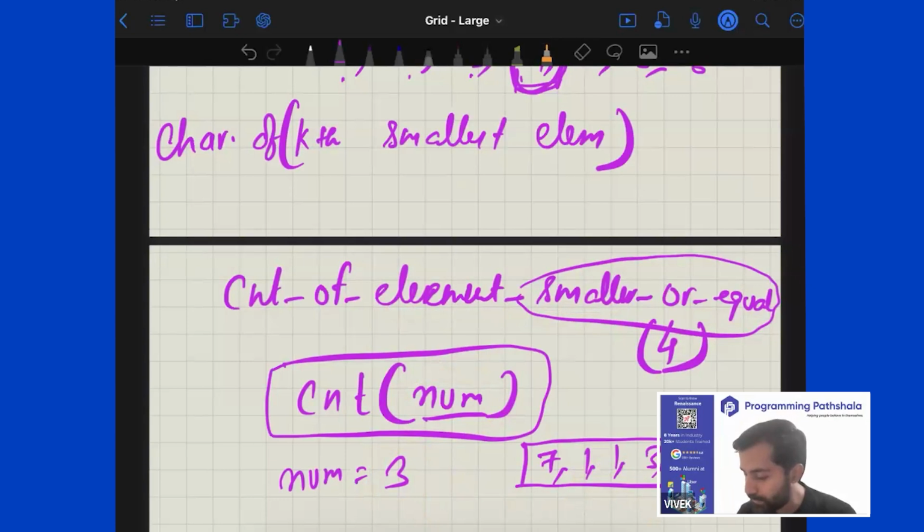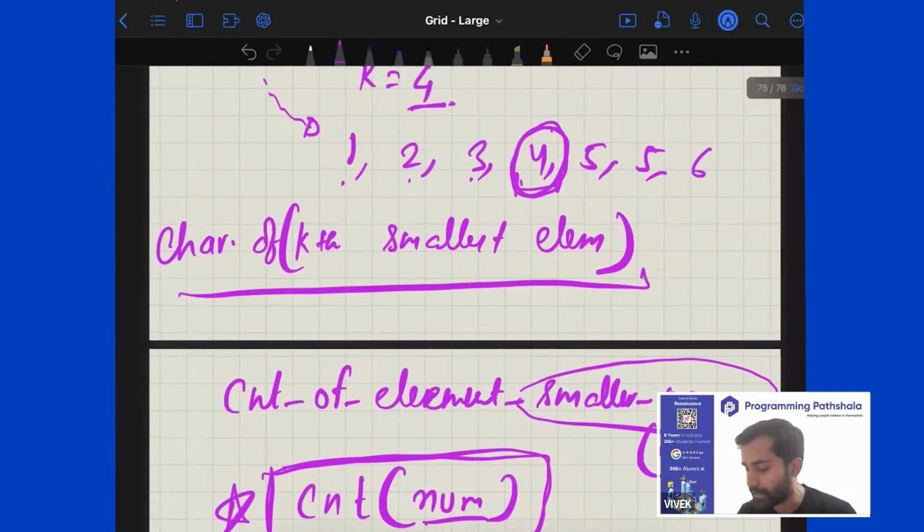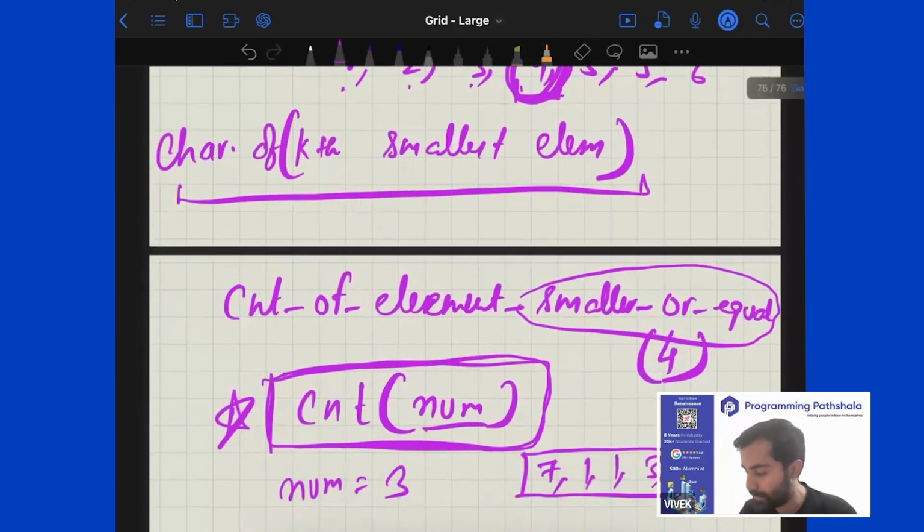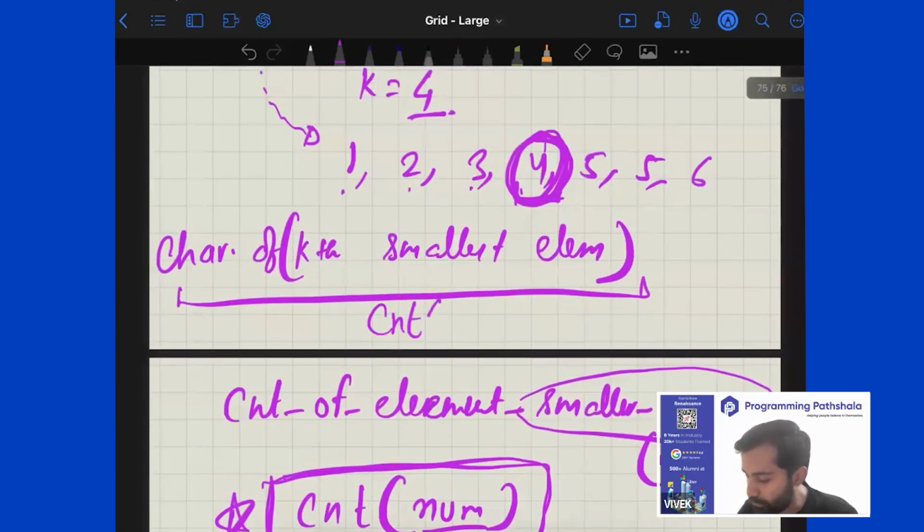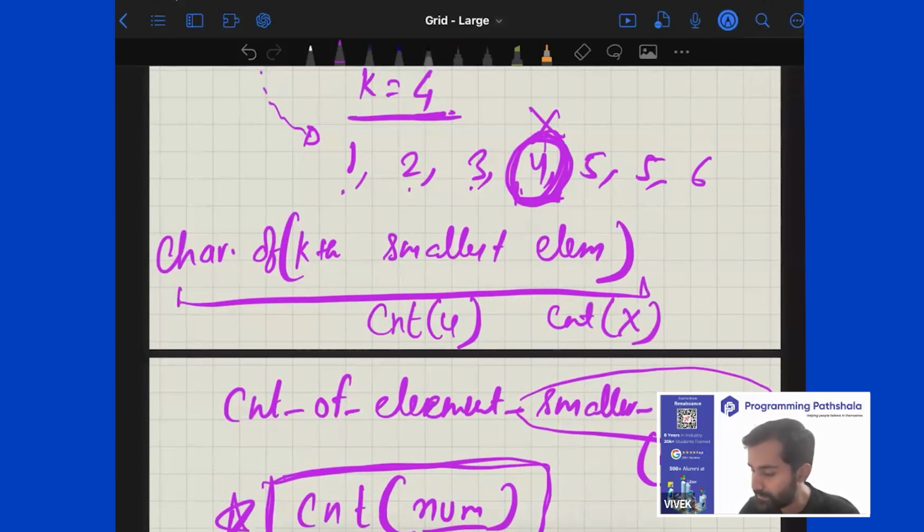Now I am talking in terms of this count. So please remember, whenever I say count from now on, you just understand I am talking about this count function. Now come back to where I was talking about the characteristic of kth smallest element. If something is truly your kth smallest element, let's say 4 is truly your kth smallest element, then what will be the count of 4? Or what will be the count of x? Let's say if this element was x, which was my fourth smallest element, what will be the count of x? Can I say this value will be greater than or equal to k?